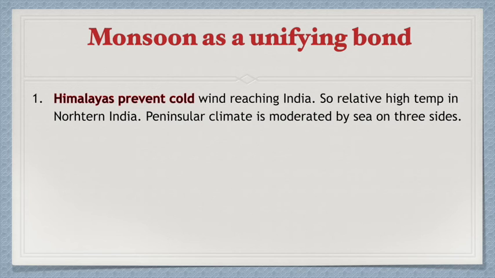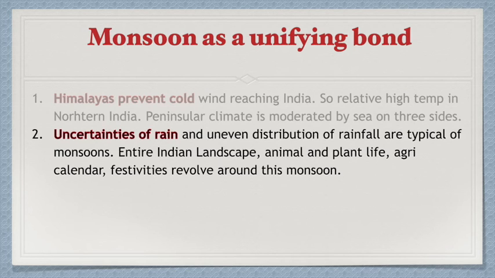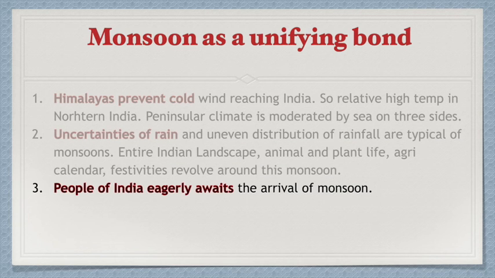The Himalayas prevent cold from reaching India, so there is relatively high temperature in northern India. Peninsular climate is moderated by the sea on all three sides. Uncertainties of rainfall and uneven distribution of rainfall are typical of the monsoon season. The entire Indian landscape, animal and plant life, agricultural calendar and festivities all revolve around this monsoon season.